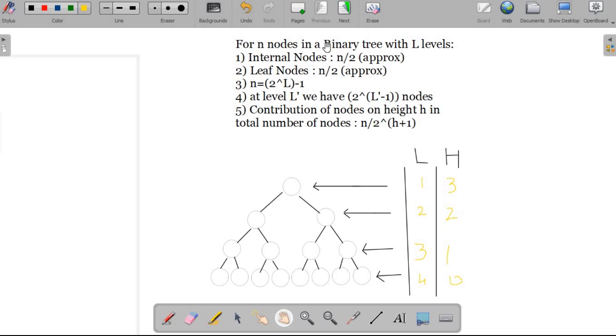Now first of all, if I have a binary tree with n number of nodes and with L levels, there are some points to be remembered. First of all, the total number of internal nodes is n by 2 approximately, and the number of leaf nodes is n by 2. First let's see what a leaf node is. A leaf node is a node which has no child node, or zero children, and internal nodes are the nodes which have at least one child node. So over here, these are my internal nodes and these are my leaf nodes.